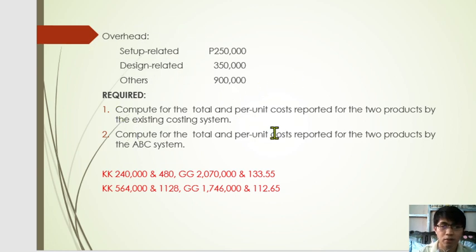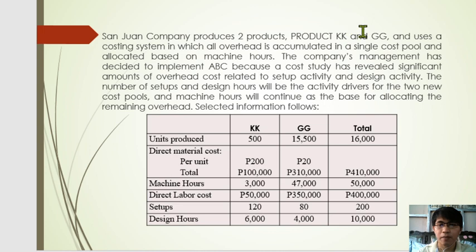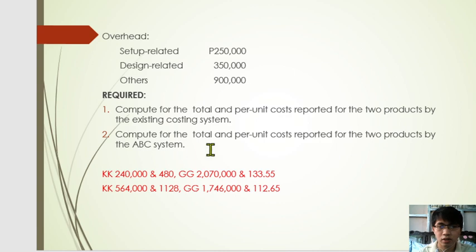So, requirement is to compute for the total and per unit cost reported for the two products by the existing costing system and under the ABC system naman on requirement number 2. So, paano gagawin? Compute for the total and per unit cost reported for the two products under the existing costing. Ano ba ang existing costing? Yung traditional. Ang sabi dito, they accumulate overhead in a single cost pool and allocated based on machine hours. Ang tinatanong is your total cost reported for the two products.